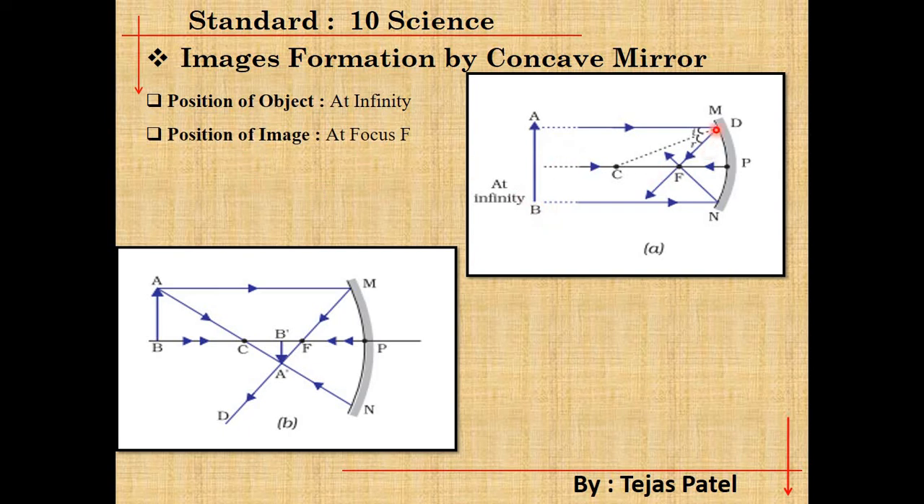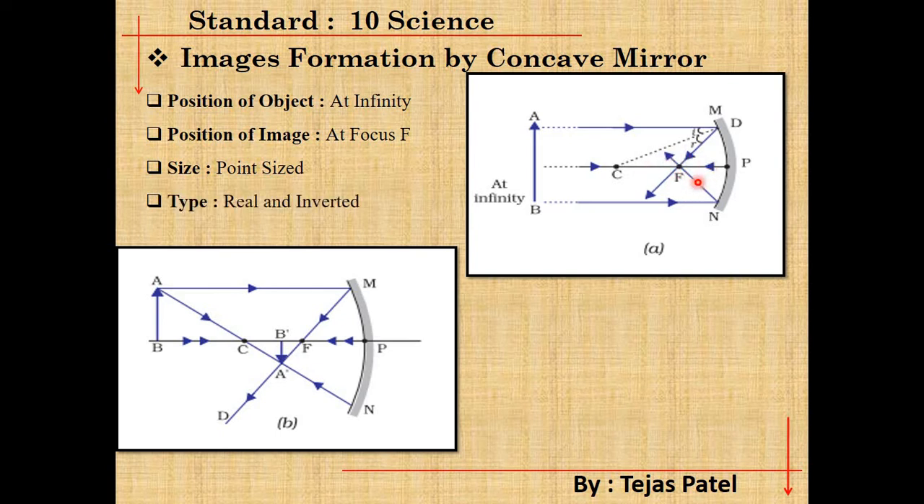So the position of the image: as you can see, these two reflected rays will meet at point F. So we can say that the position of the image is at F. As you can see, it is a point size image, because both the rays are meeting at point F, and hence it will show you a point size image.